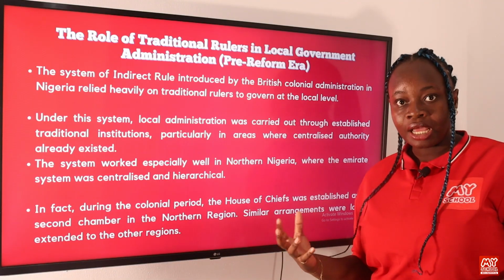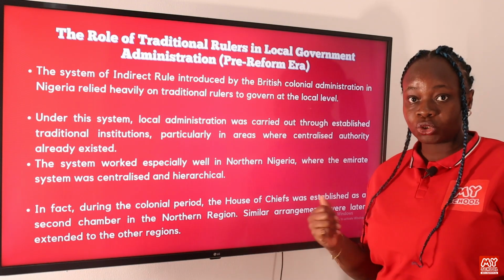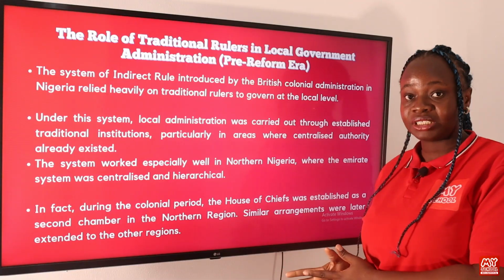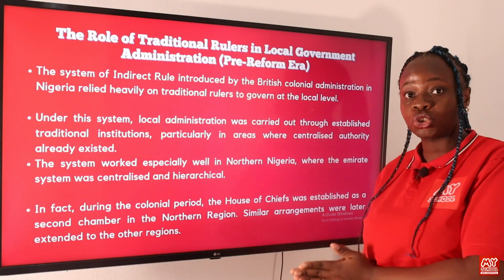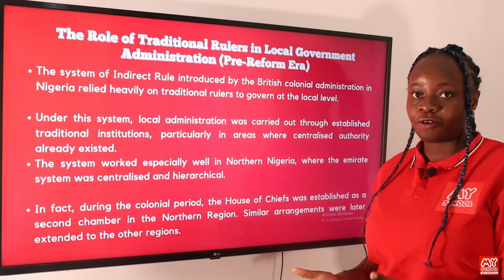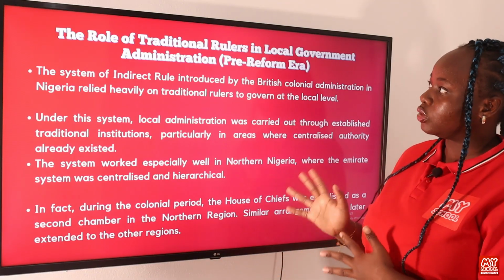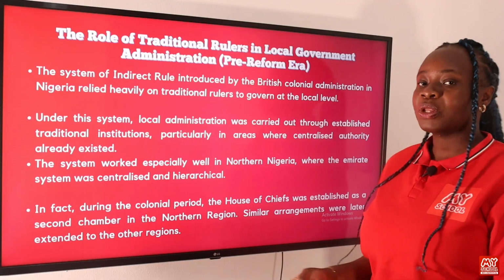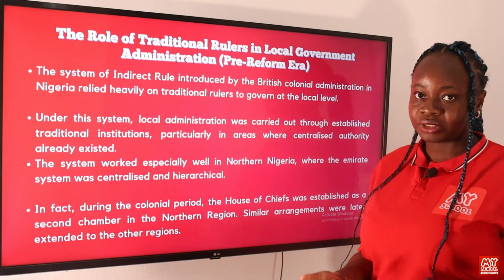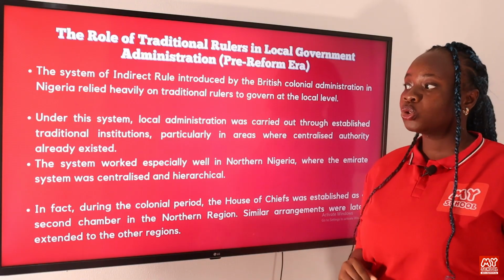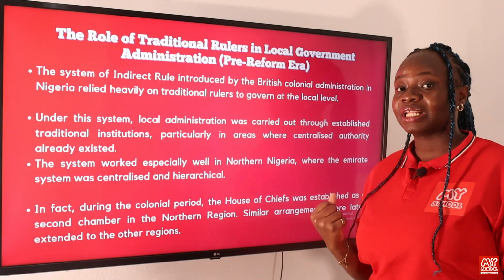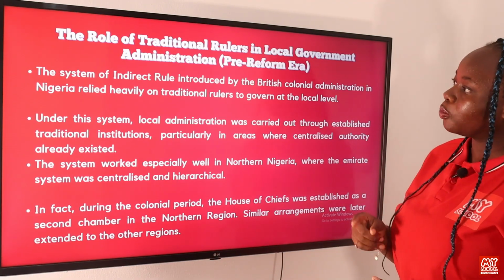This was because during the pre-colonial era, the Igbo society was decentralized, and so there was no need for a separate house for the House of Assembly. So they had just one House of Assembly where the elected chiefs made laws on behalf of the people. So this was the role of traditional rulers at this time. They were able to make laws in the House of Chiefs, one of the two chambers of the House of Assembly, and they were also allowed to implement policies. These policies they implemented were gotten directly from the colonial authorities. Now let's move on to the next slide.